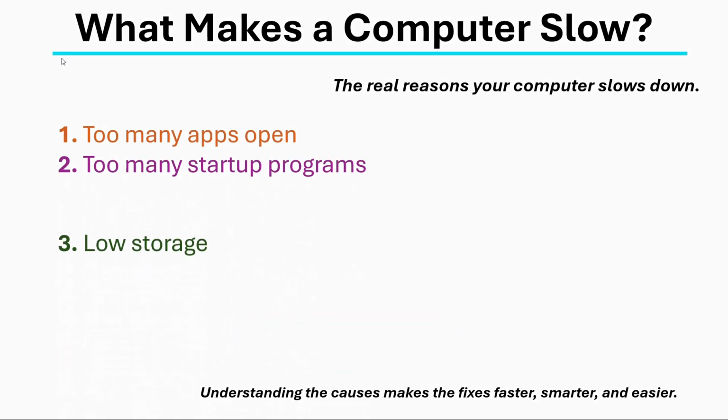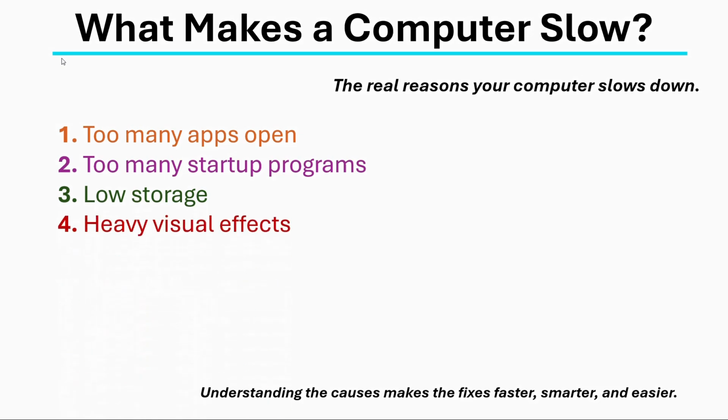Number three, low storage. Just like a town running out of space, when your storage gets full, Windows struggles to move, organize, or save anything. Number four, heavy visual effects. Animations and graphics are like trying to decorate every shop with bright flashing lights. Beautiful, but heavy for older computers.